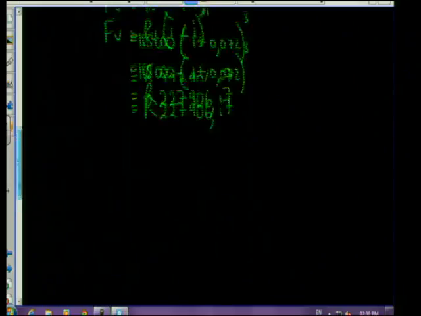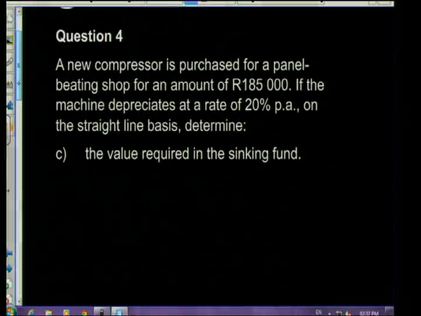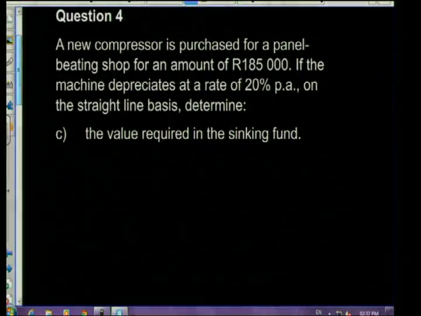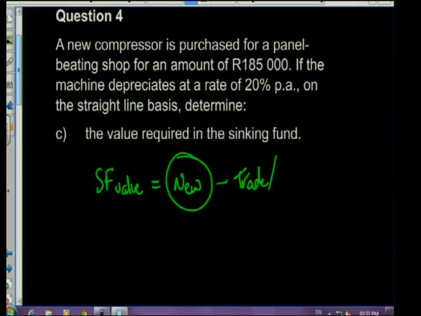Now let's see. Do we have a part C? I think I'm on the next page. Yes, I've still got the same question. Now it says calculate the value required in the sinking fund. The sinking fund is the fund that you need to purchase something. So it's how much money you would have needed if you traded in the old machine and you knew what the new machine would cost. What's the difference between those two? So the sinking fund value is always equal to the new projected price, minus the trade or the scrap, depending on how the question defines that.